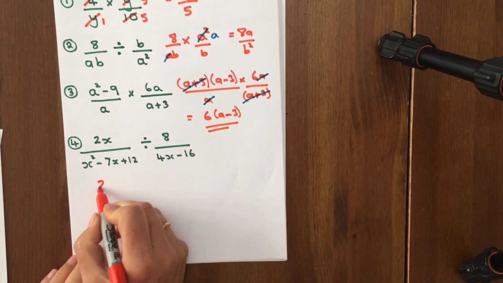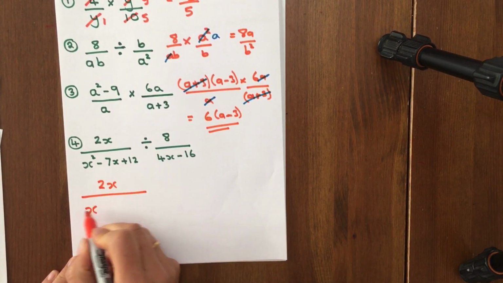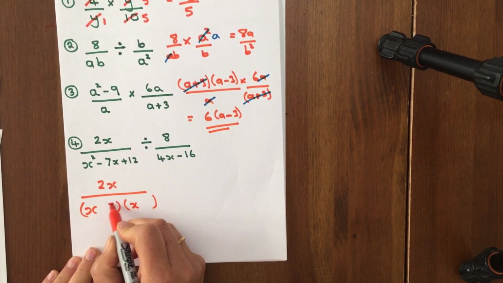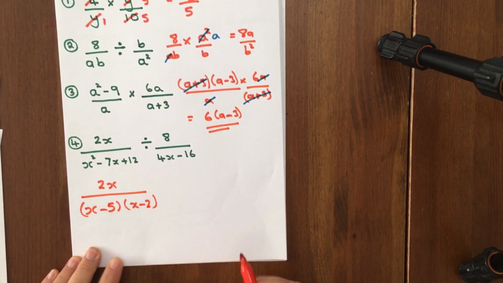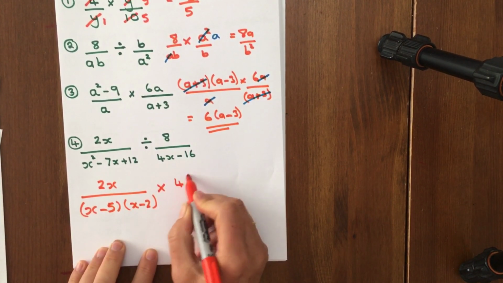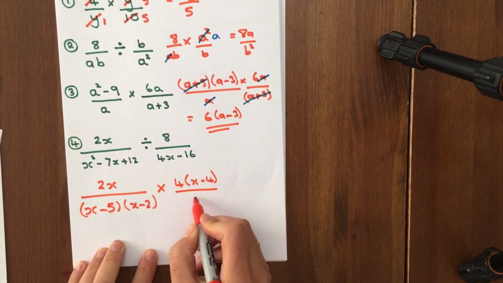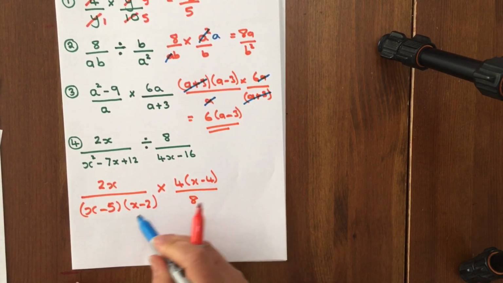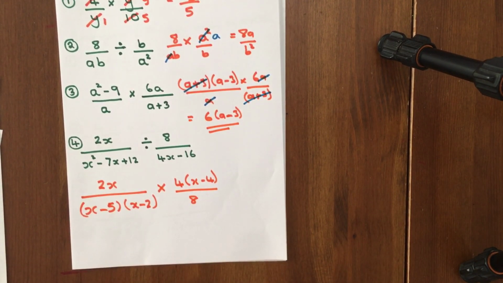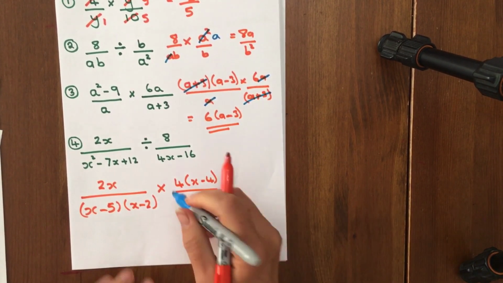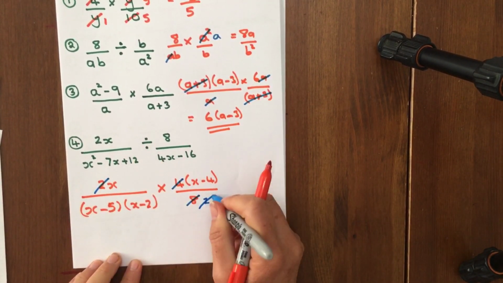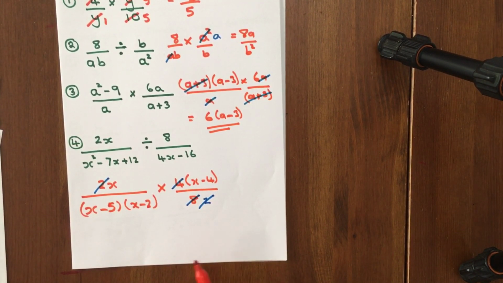Question 4, division. I'm just going to factorise this. So 5 and 2, both got to be negative. Okay, times, I'm going to factorise the top over 8. Let's see what I can cancel. There's nothing actually I can cancel with my brackets at all. The only thing I can cancel here is 4 goes into 8 twice, and then I can cancel my 2. So I can't actually cancel any of the brackets, which is unusual.